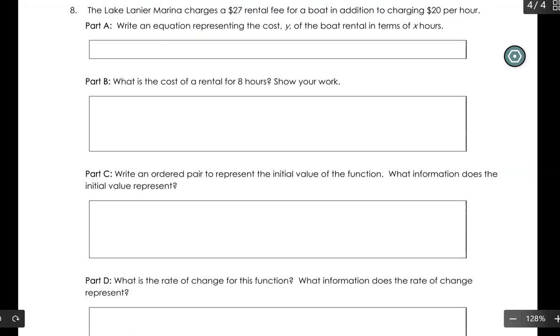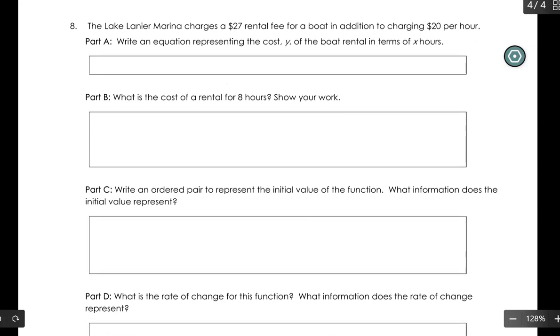Then the last question here is, on paper, number 8; online it's a little different. The Lake Lanier Marina charges a $27 rental fee for a boat, in addition to charging $20 per hour. There's our key word right there, per. Write an equation of the cost y of that boat in terms of x hours. Remember, this whole problem is y equals mx plus b, or y equals blank x plus blank.